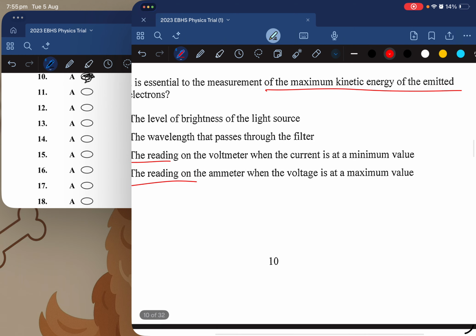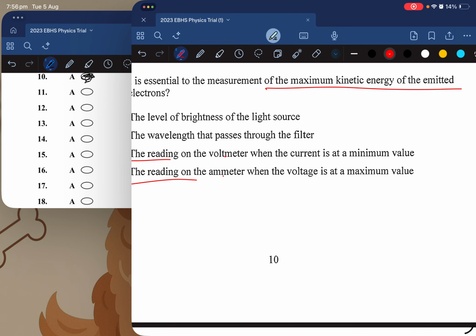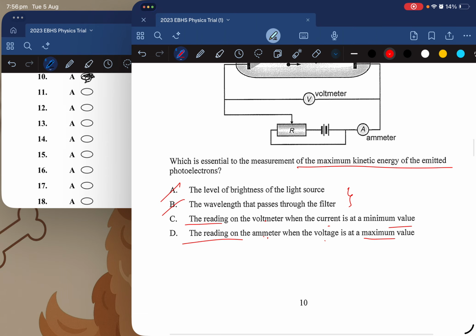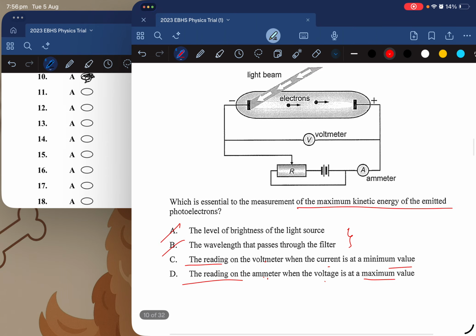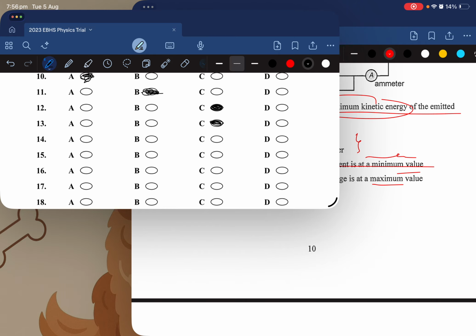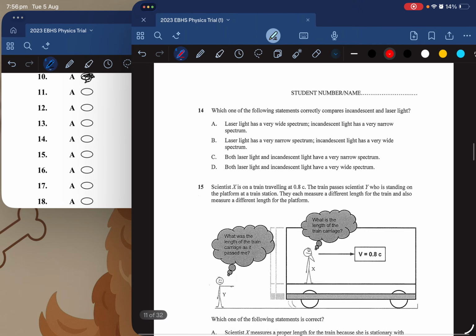Okay. Now the reading on the voltmeter, ammeter. See if they talk about the voltmeter, ammeter in these options. Well, they don't. Okay. So hey, the voltmeter, the current is in a minimum value. Ammeter, and the voltage is at a maximum value. Okay, so they're asking for the maximum kinetic energy. So I'm going to say it's going to be the minimum. So I'm going to say C. Nice.